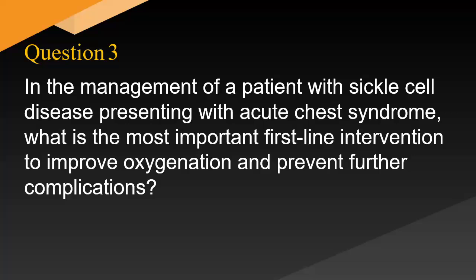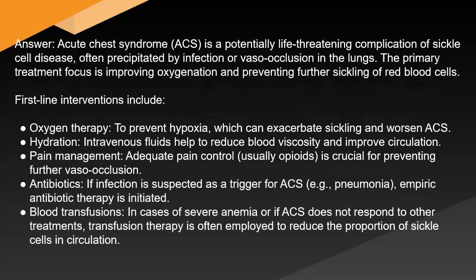In the management of a patient with sickle cell disease presenting with acute chest syndrome, what is the most important first-line intervention to improve oxygenation and prevent further complications? Answer: acute chest syndrome is a potentially life-threatening complication of sickle cell disease, often precipitated by infection or vaso-occlusion in the lungs. The primary treatment focus is improving oxygenation and preventing further sickling of red blood cells.